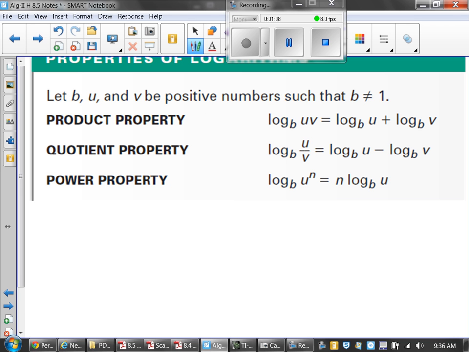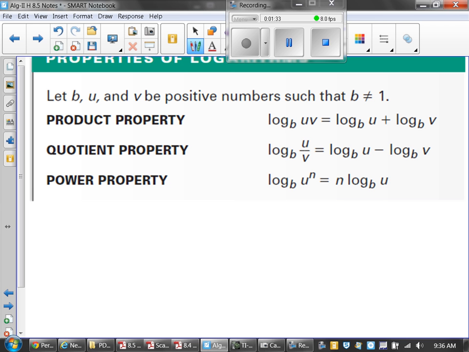For example, if I'm going to use that product property, yes sir? What does the log represent? Exponent. Remember, logarithms are nothing more than exponents. They're just other ways of working with exponents to solve for exponents. When we're working with logarithms, it's what exponent to that base is going to give you that value of y.